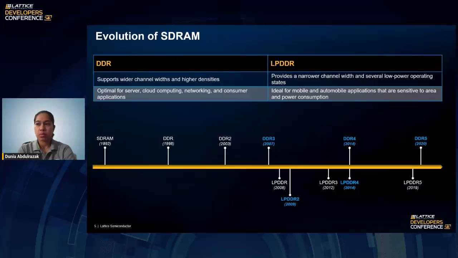In this training, we'll focus on the memory technologies highlighted in blue, which are DDR3, DDR4, DDR5, and LPDDR2 and LPDDR4. Now that you have an idea of the differences between DDR and LPDDR, let's dive into some of the details regarding these technologies.